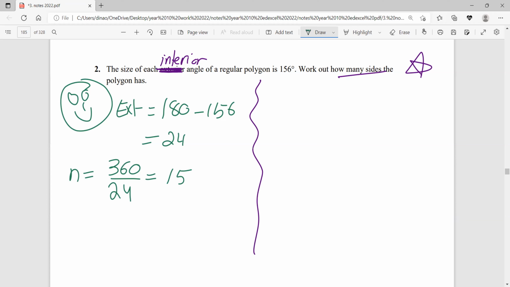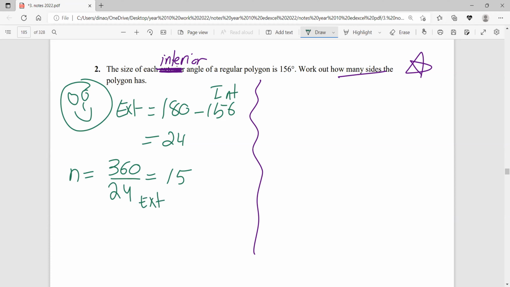So again, what happened here? I was asked to find the number of sides of a regular polygon given the interior angle. I said wait, I don't want the interior, I will get the exterior. How do I find the exterior angle first? 180 minus interior gives me the exterior, and then I use the exterior rule: 360 divided by the exterior gives the number of sides.